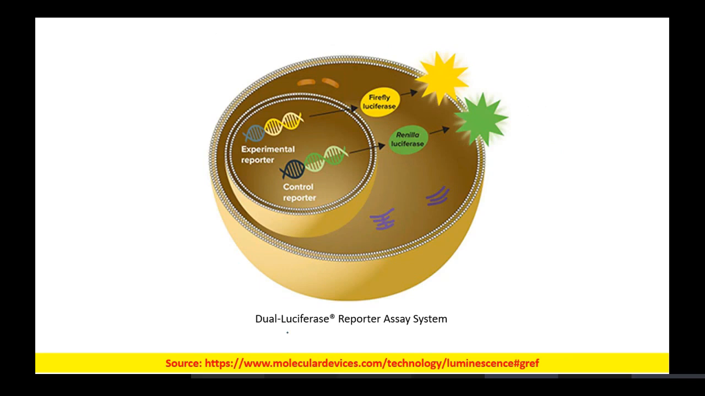Then we have the dual luciferase reporter assay system. In the dual luciferase reporter assay system, what happens is that we have a control reporter and we have an experimental reporter. Control means we know how the activity will change or not change. Okay. So why is this so? This is because when we use a combination of a control reporter and an experimental reporter, it allows us to get over the variability in the results.